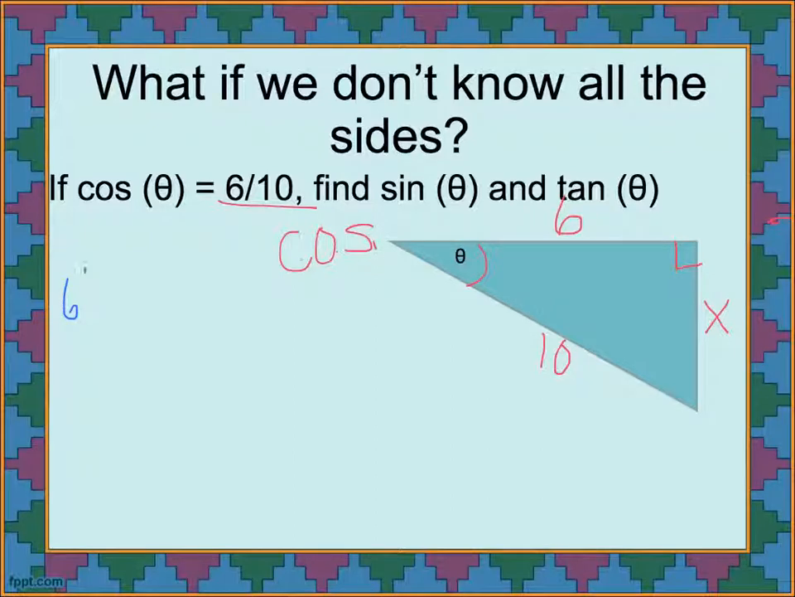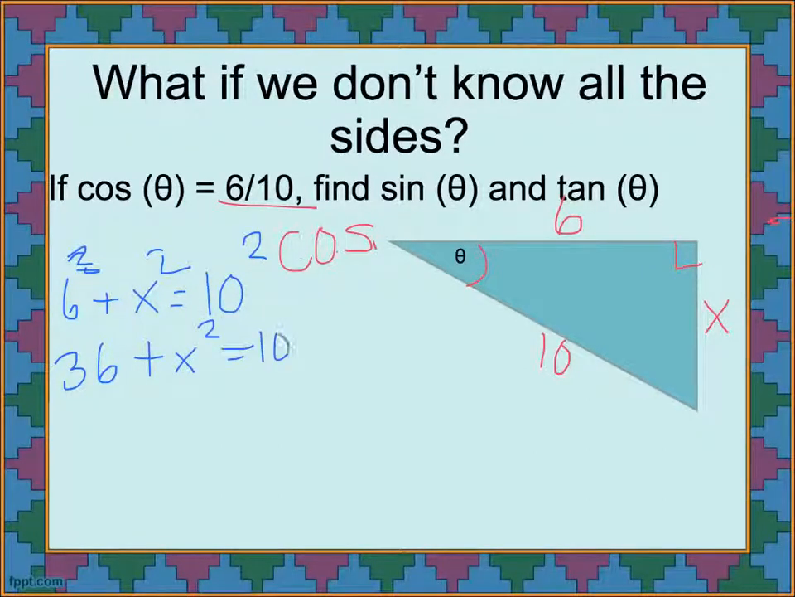So your a squared plus my b squared equals my c squared. So 36 plus x squared equals 144. By the time I get x squared by itself, I get x squared equals 64. So x would be 8. So my missing side is 8.